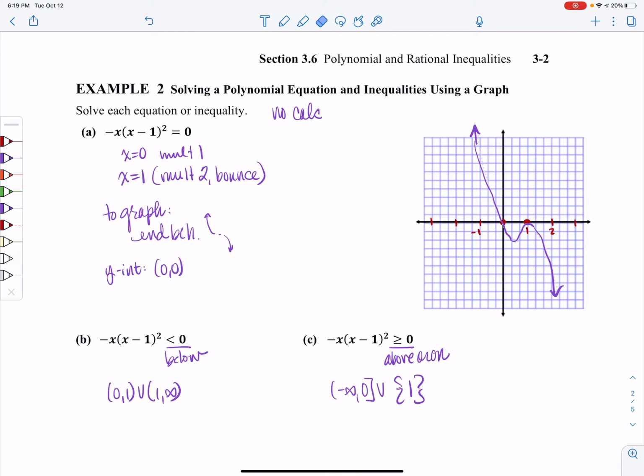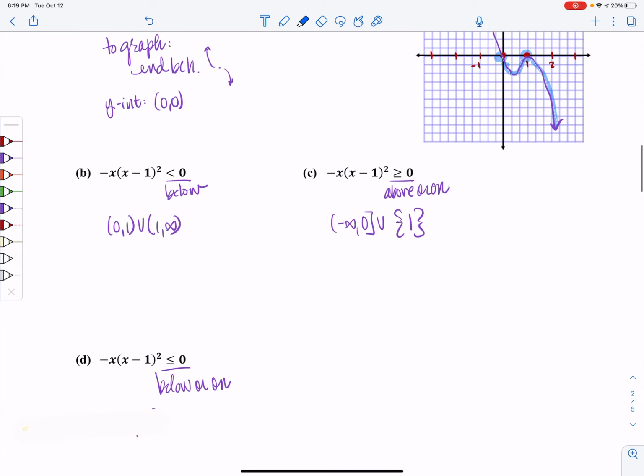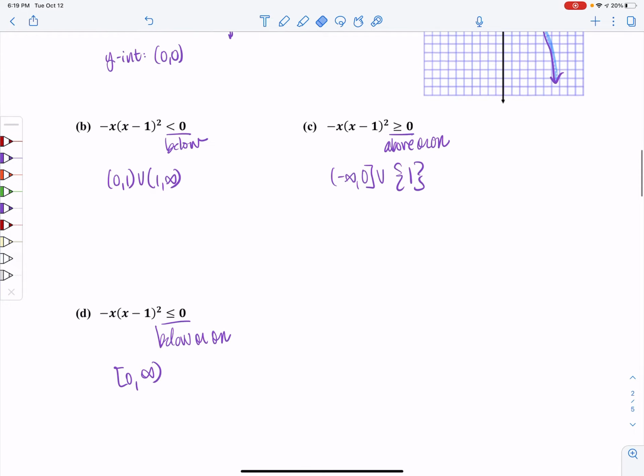So I want below or on. So my below pieces, this is a below piece, this is a below piece, this is an on, this is an on. All right, so now as I uncover here my solutions, I'm starting at 0, and then I have no breaks all the way through to positive infinity. No breaks at all. So even at 1, it's not going to be a break there.